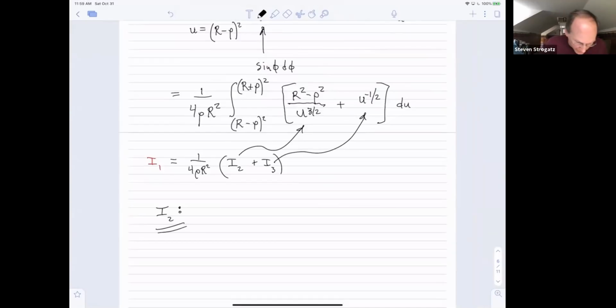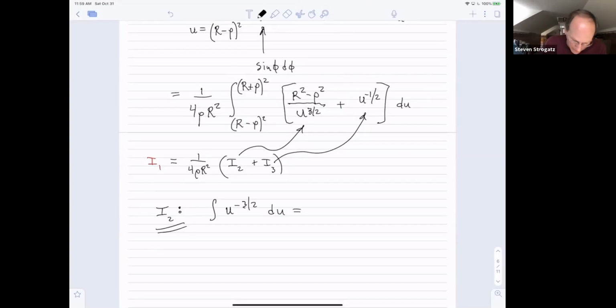Okay, so what is that? That's just, well, oh, actually, I don't seem to have done them in that order. Oh, yeah, I am doing that order. Okay, so I2. Well, I have to integrate u to the negative 3/2 power du. And you can remember what that is.